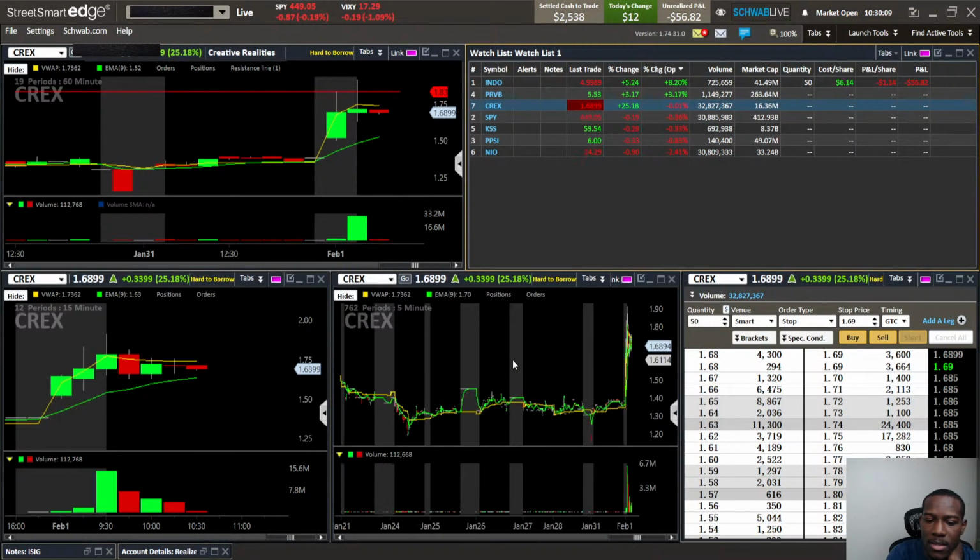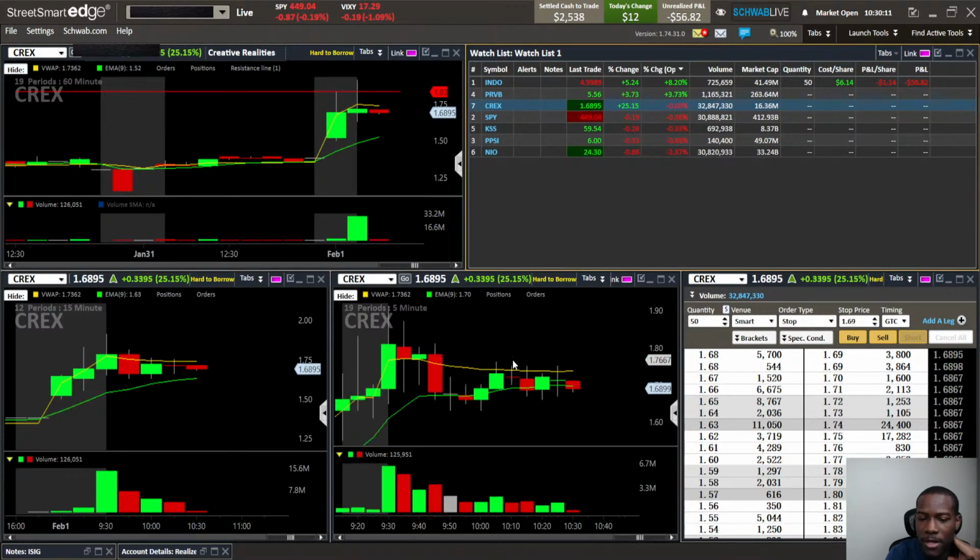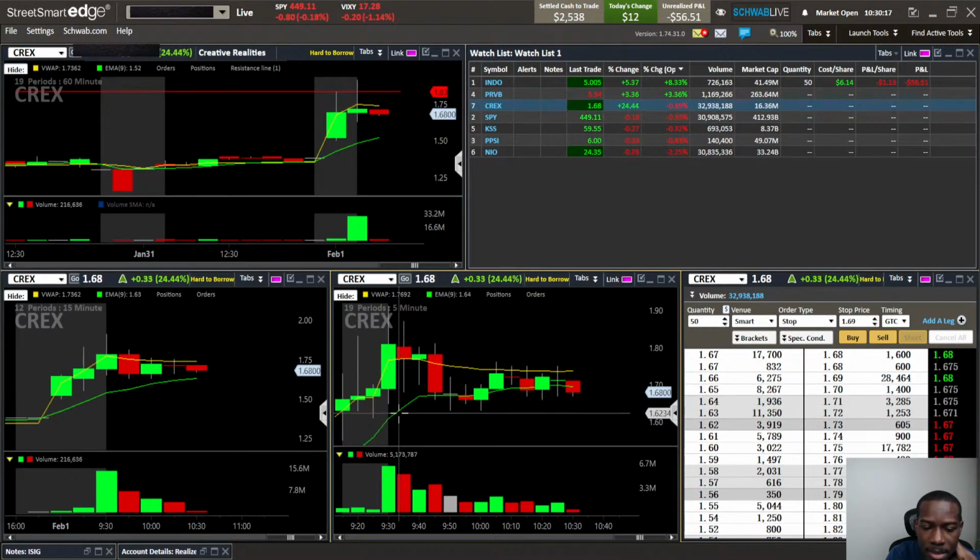Crex getting more and more volume under the VWAP. So I'm pretty sure it's going to be selling off a bit. Has a bottom here of this 162. Opened up the new hour charts and looking like it wants to take a dive.